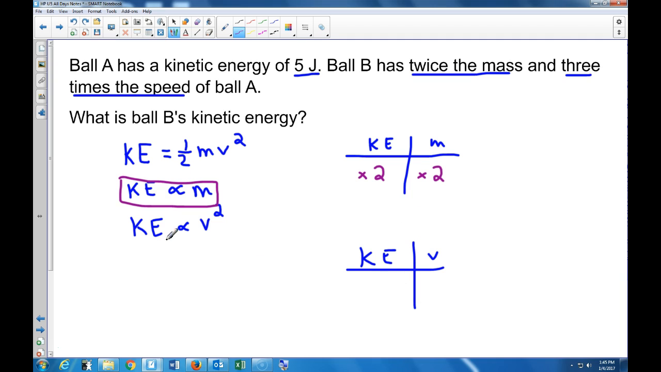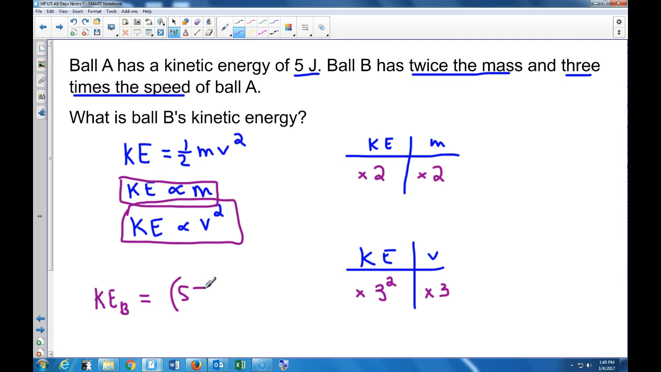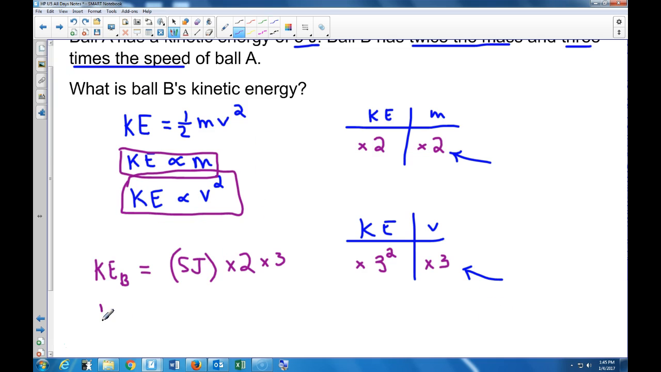What about the speed? It says 3 times the speed of A, so we're multiplying the speed by 3, but the proportionality says KE changes according to v squared, so you have to multiply by 3 squared, or 9. So what's the total change? Well, the new KE for object 2 is the original value, 5 joules, times 2 because of what happened to the mass, and also times 9 because of what happened to the speed, and this gives a final answer which is identical, 90. So those are the two ways to solve these kinds of problems.